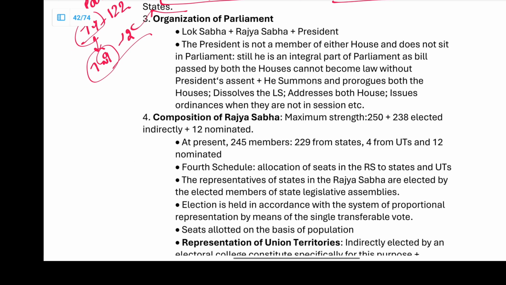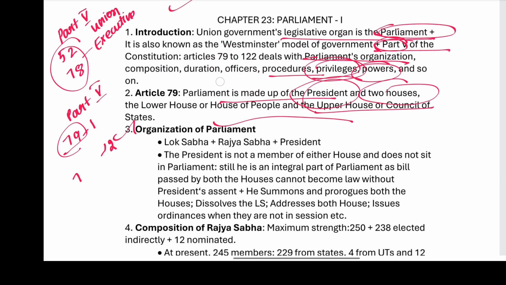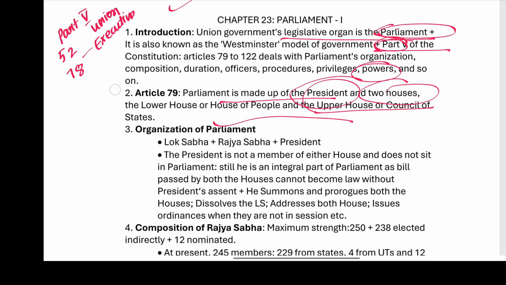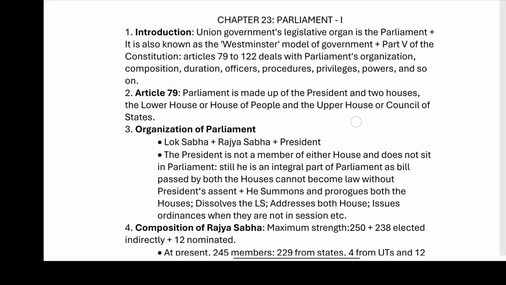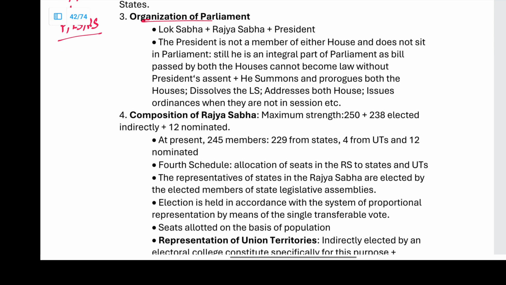Organization of the Parliament, right? Previously, we have seen what Article 79 is. It mentions the President and two houses. One of the most important articles is Article 79. Here, it is mentioning the President and Lok Sabha, Rajya Sabha. This is the organization of the Parliament from Article 79. We have Lok Sabha, Rajya Sabha and the President.